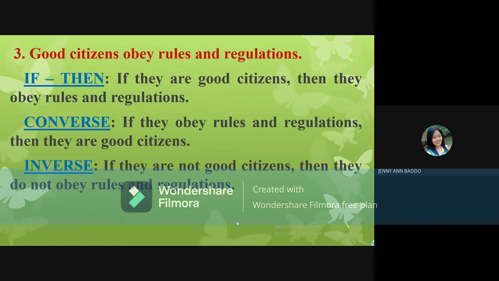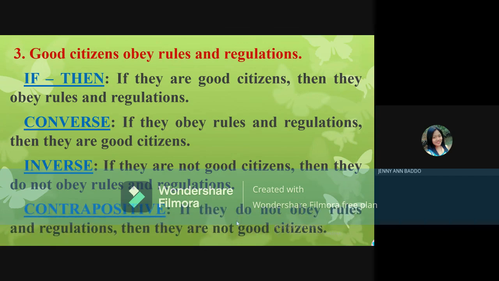And of course, for the contrapositive statement, we just have to negate the converse. So we have if they do not obey rules and regulations, then they are not good citizens. So that is how to change or find the converse, inverse, and contrapositive statements of a given conditional or if-then statement.